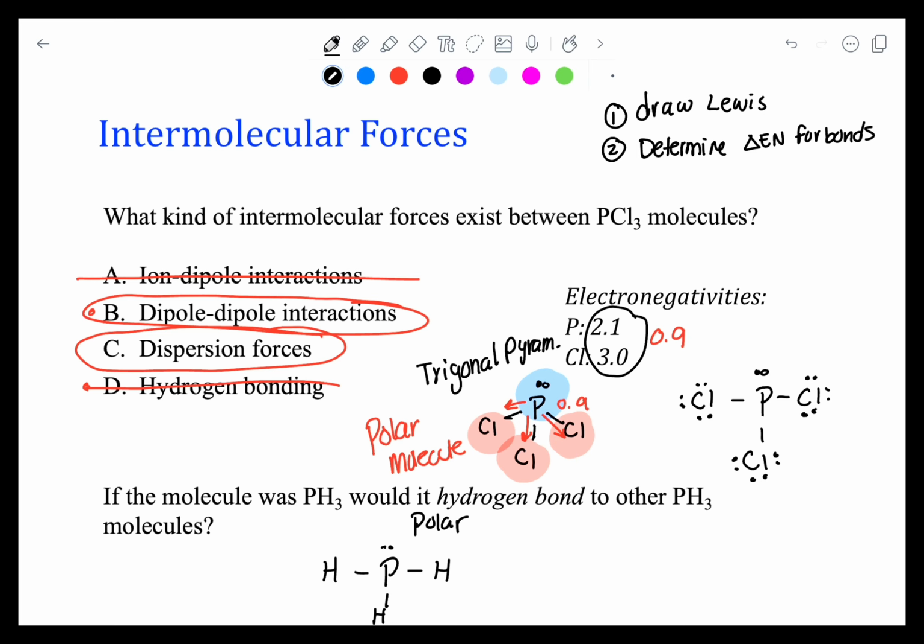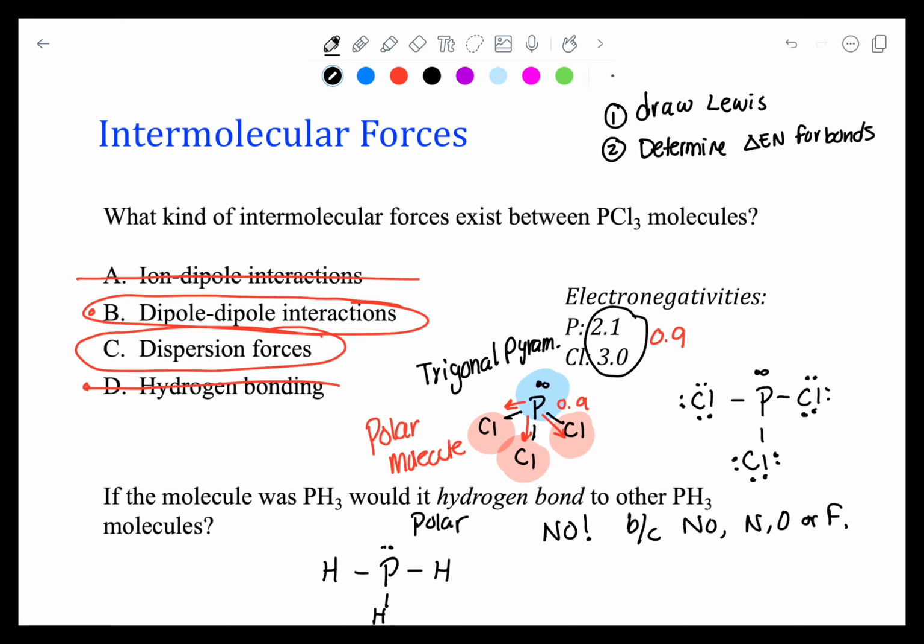Hopefully you said no, because there's no nitrogen, oxygen, or fluorine attached to that hydrogen. Just because there's a hydrogen and it's a polar molecule does not mean it's going to have hydrogen bonding. The hydrogen must be attached or attracted to an oxygen, a fluorine, or a nitrogen only. If they're not there, then it's not hydrogen bonding.